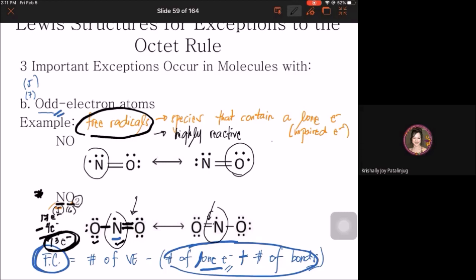Why is 13 the remaining? First you total the valence electrons. The valence electron for oxygen is 6 times 2, so 12 plus 5, which is 17.